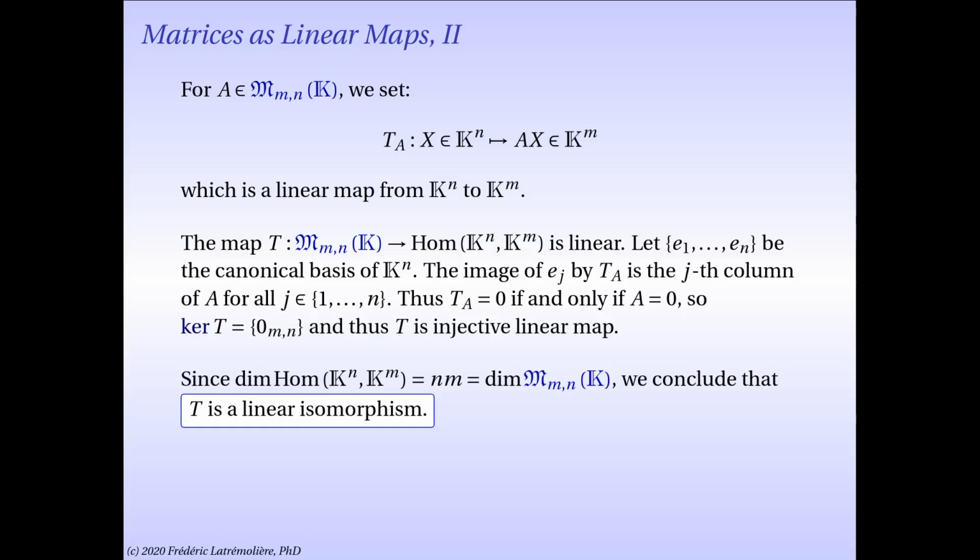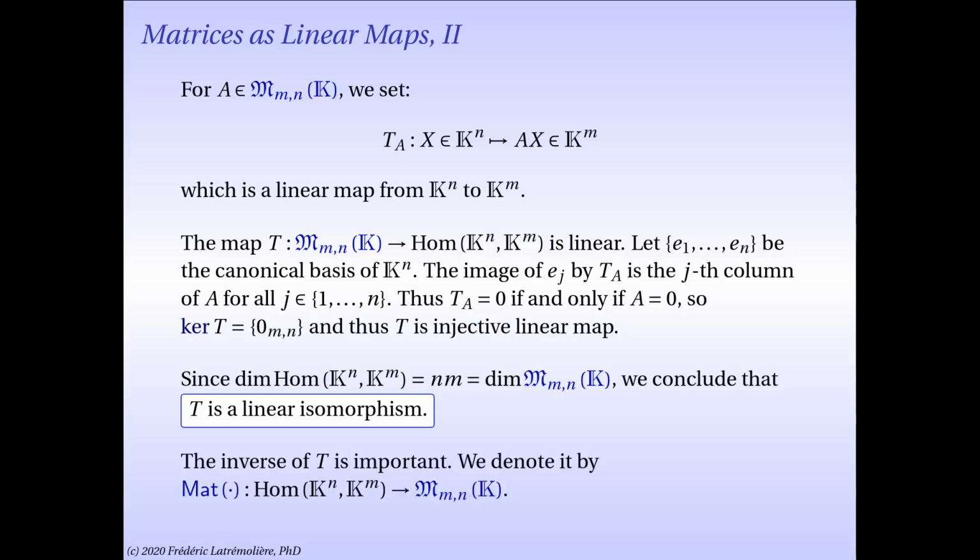Since the dimension of the space of all linear maps from k to the n to k to the m is n times m, which is also the dimension of the space of m by n matrices, we conclude that T is in fact a linear isomorphism. The inverse map of T is important. We denote it by mat. Its domain is the space of all linear maps from k to the n to k to the m, and its codomain is the space of m by n matrices.